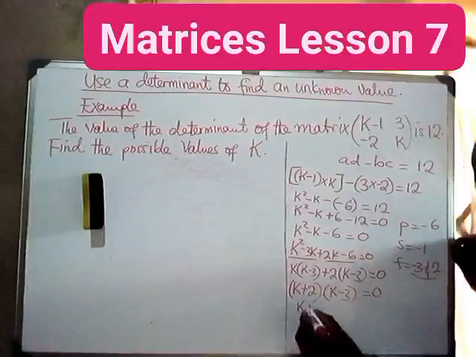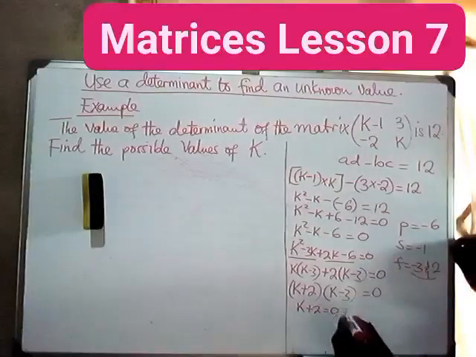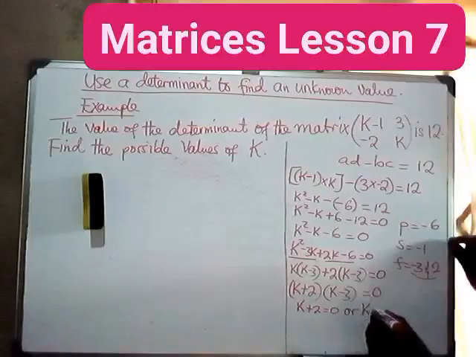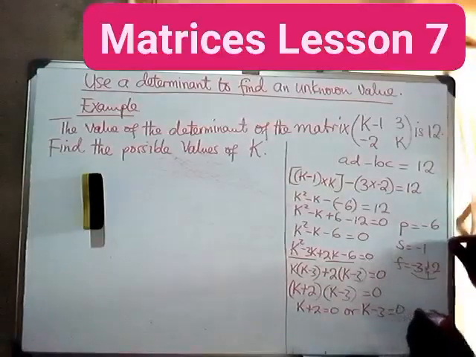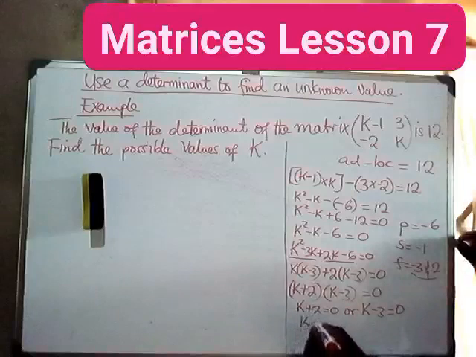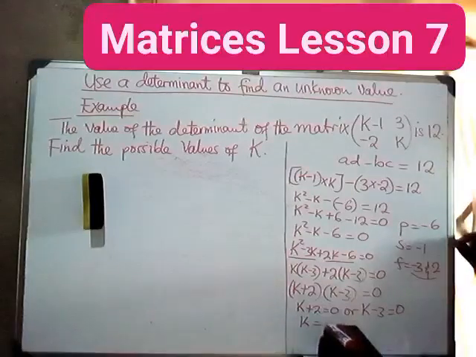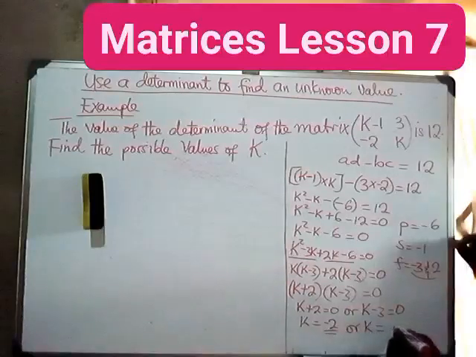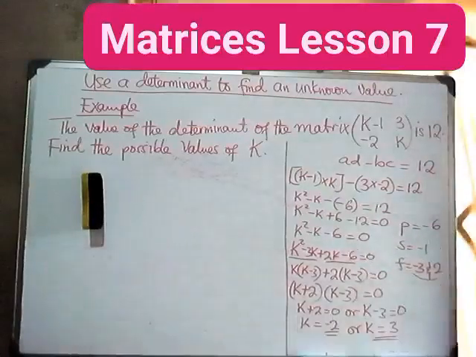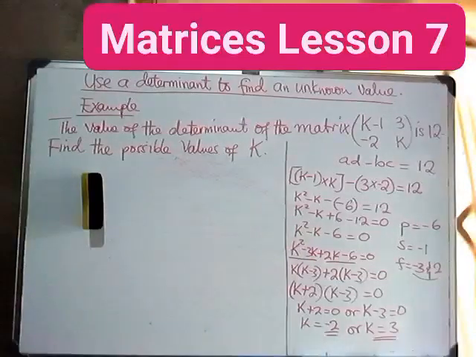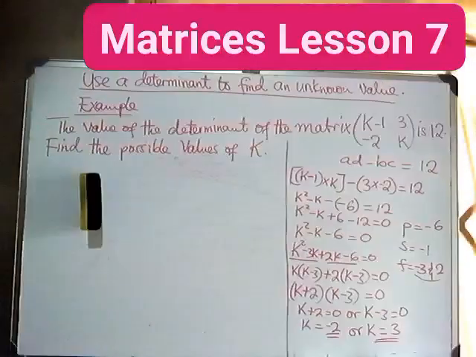So we're going to have k plus 2 is equal to 0, or k minus 3 is equal to 0. Then k is equal to negative 2, or k is equal to positive 3. So this marks the end of this question, where we were finding the unknown value of k. When you come across such questions, this is the way you are going to handle them.